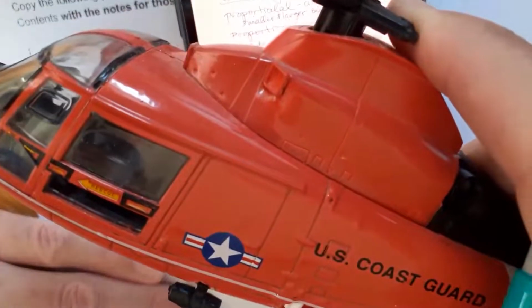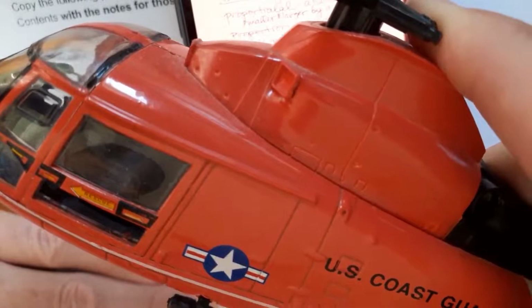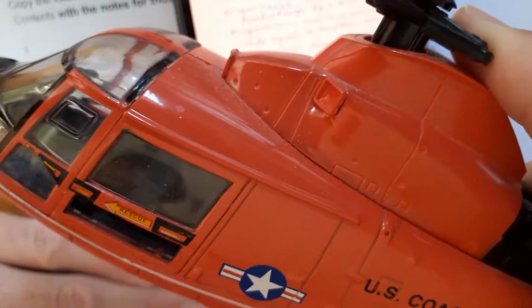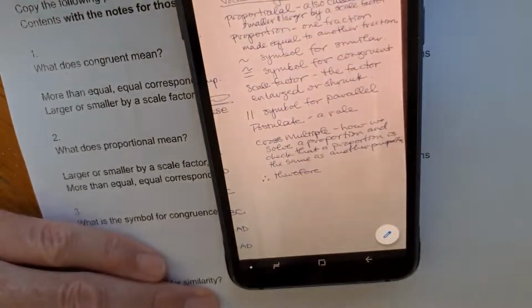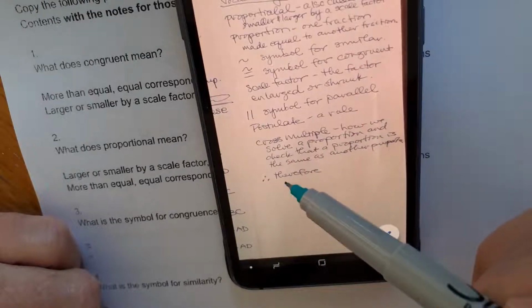So this scale model was shrunk by 48 times. We took the original helicopter and each piece of it, each dimension of it, we divided by 48 and built this one that now looks exactly like the original. Right? But it's smaller by a scale factor of 48. 1/48 in this case because it was shrunk.